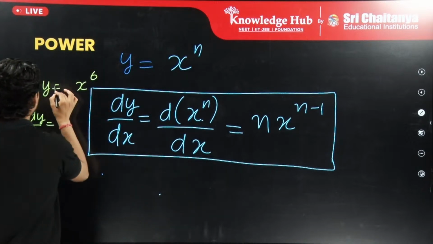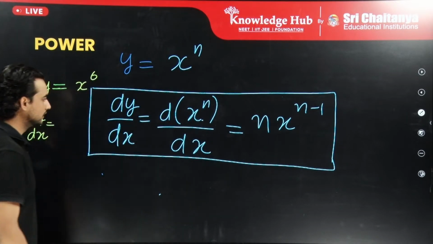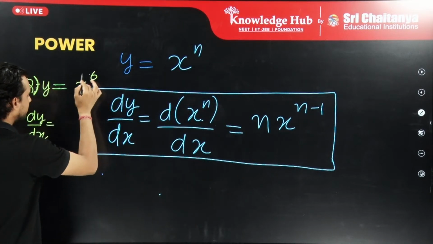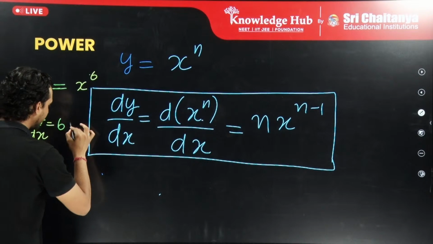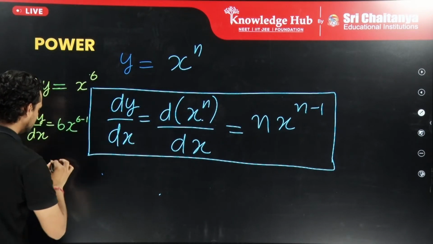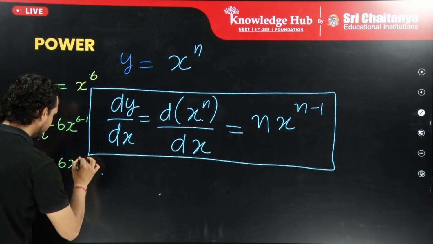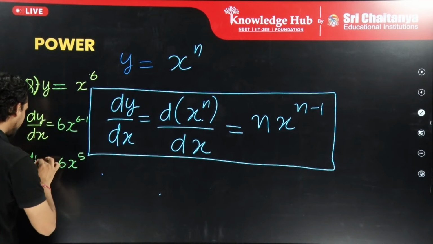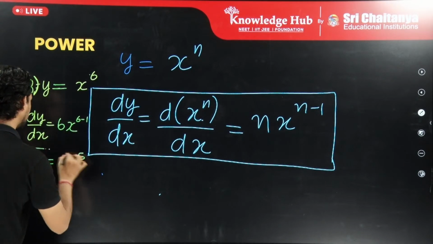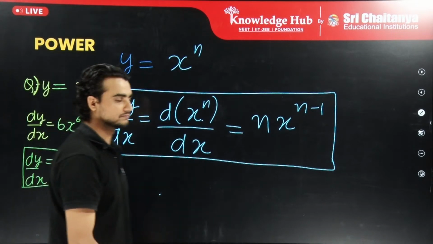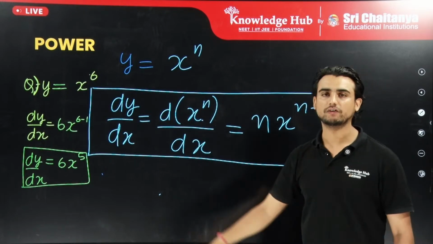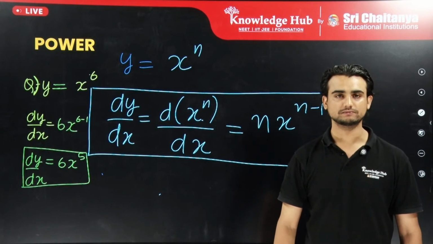So my function is y equals x raised to 6. The n comes forward. I'll write x and n minus 1, that is 6 minus 1. So I'll get 6x raised to 5. This is my derivative for my function y equals x raised to 6. I have used the power formula to find the derivative of that function.